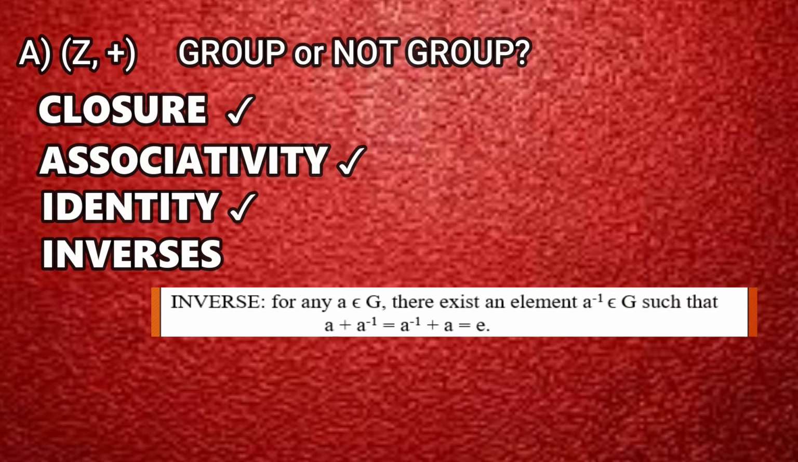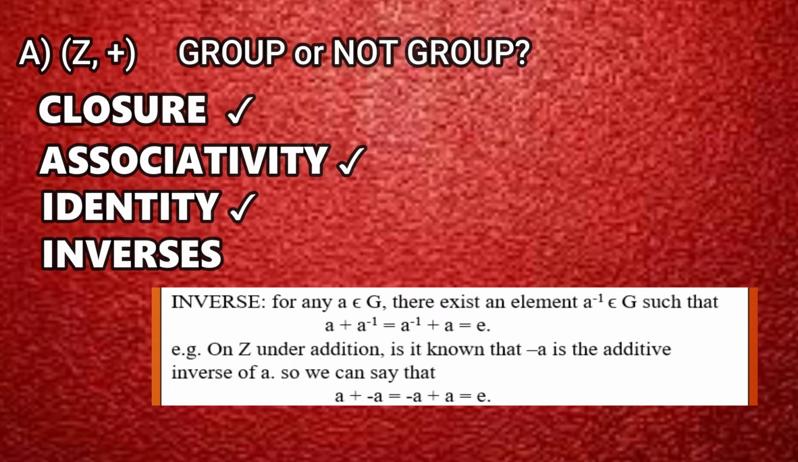For any A that's in the set of integers Z, there exists an element A inverse that's in Z. For example, on Z under addition, it is known that negative A is the additive inverse of A. So we can say that A plus negative A equals negative A plus A equals identity element E.